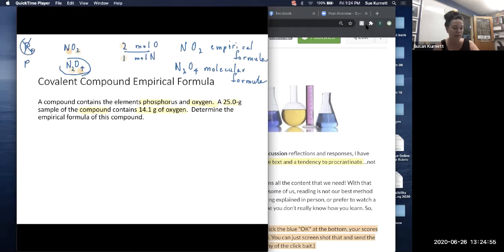Not necessarily sharing with other phosphoruses. In this case, it's going to be sharing with oxygens. So even though here oxygen means O2, for the empirical formula, we're just going to write O and understand that it's becoming stable by sharing with phosphorus.